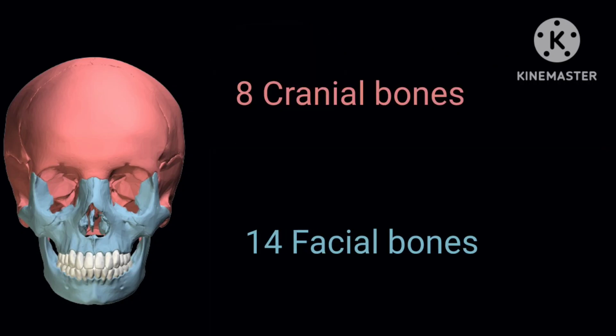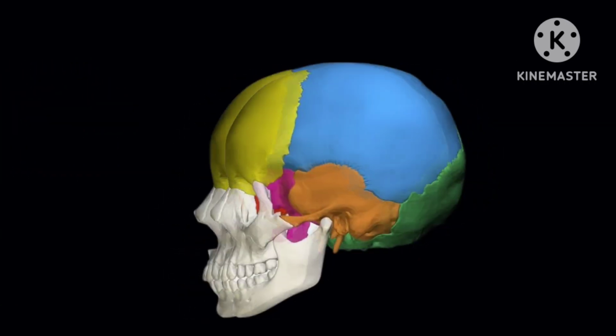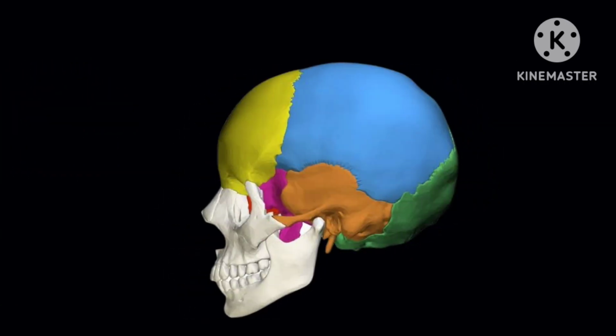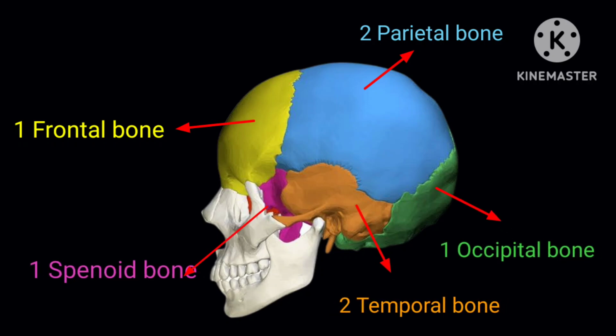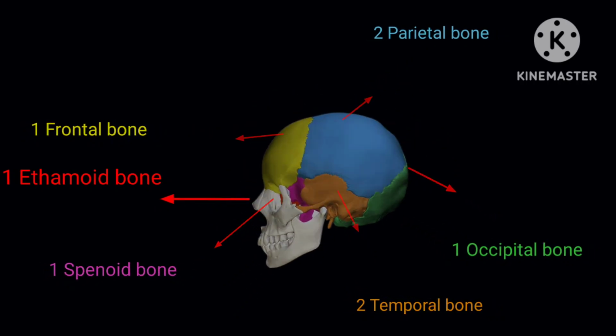There are a total of 8 cranial bones and 14 facial bones, each with unique shape and function. So now let's discuss. Cranial bones are 1 frontal bone, 2 parietal bones, 2 temporal bones, 1 occipital bone, 1 sphenoid bone, 1 ethmoid bone.